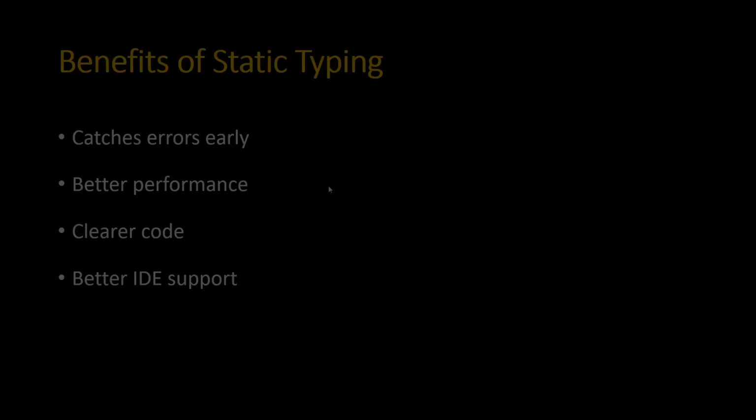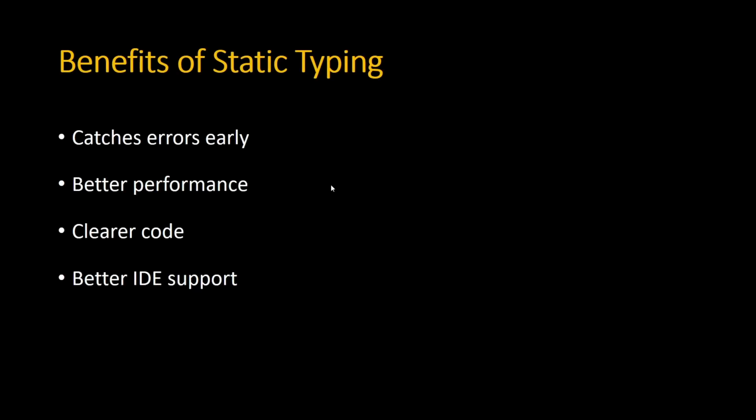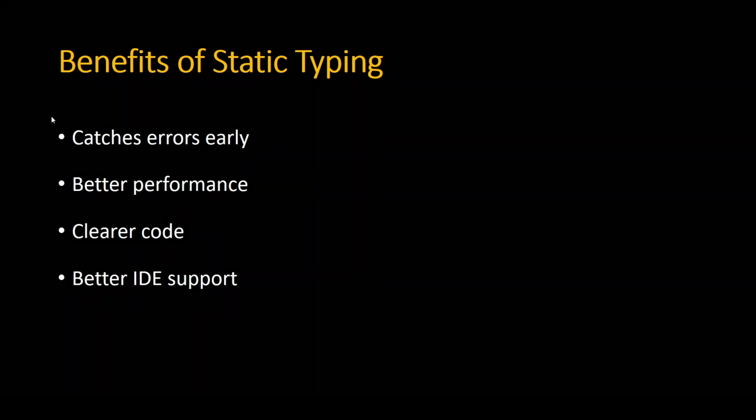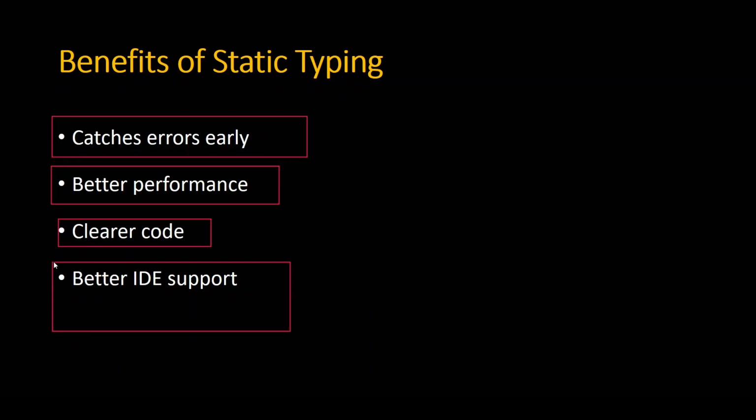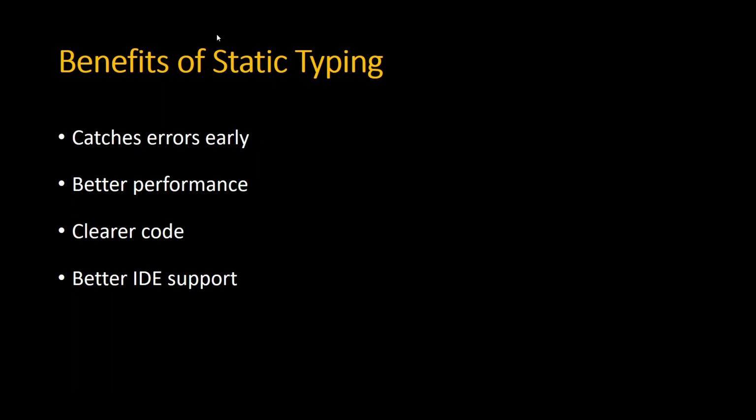Now here are the benefits of static typing. It will catch errors early because of the compile time error. It has better performance than dynamic typing. It has clearer code and better IDE support. So I highly recommend that we use static typing. We should always state what kind of data types we are going to declare, rather than just using dynamic typing.